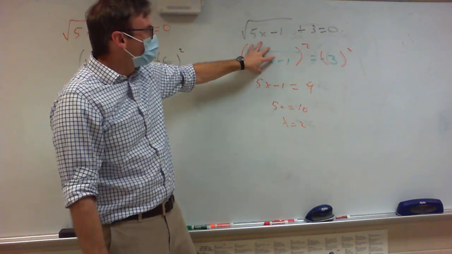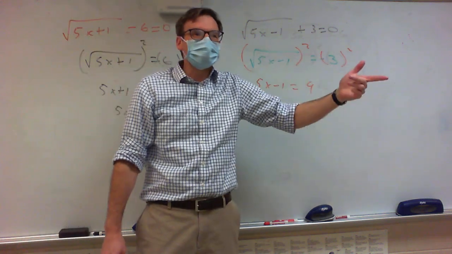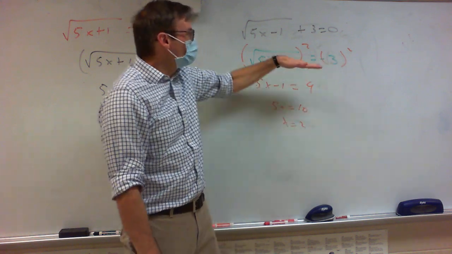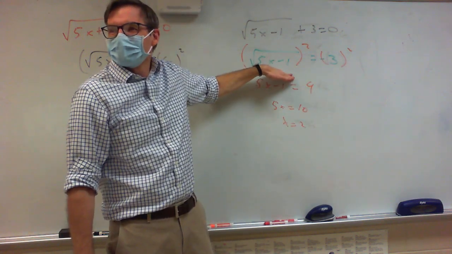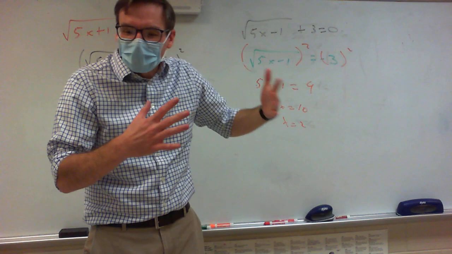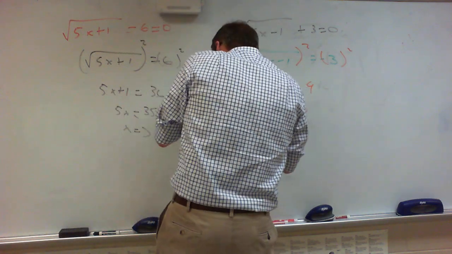Notice it says square root of something equals negative. Can a square root ever be negative? So at this point, we had a mistake, right? But you don't always see it. All right?